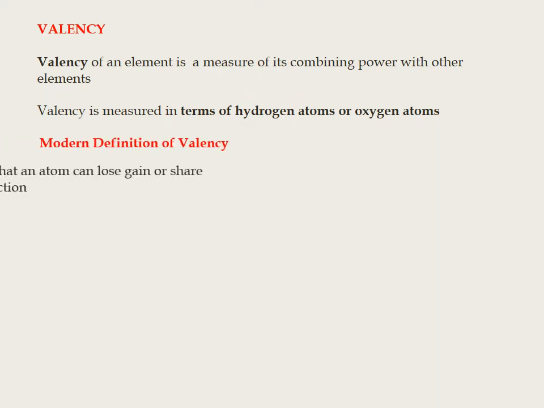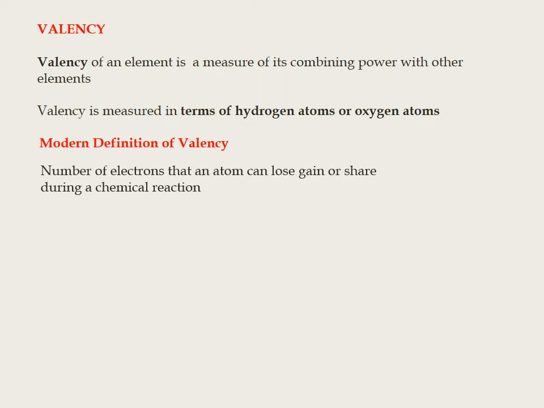Modern definition of valency. The number of electrons that an atom can lose, gain, or share during a chemical reaction is called its valency.